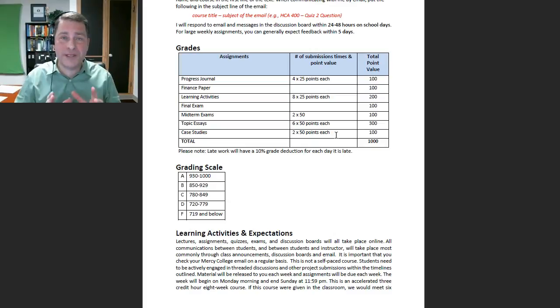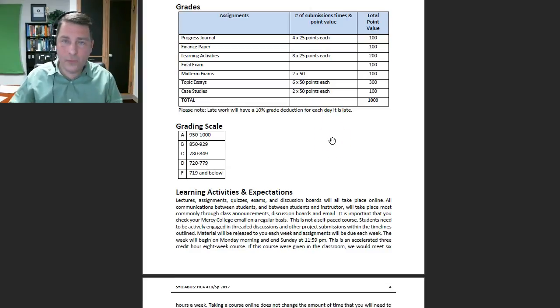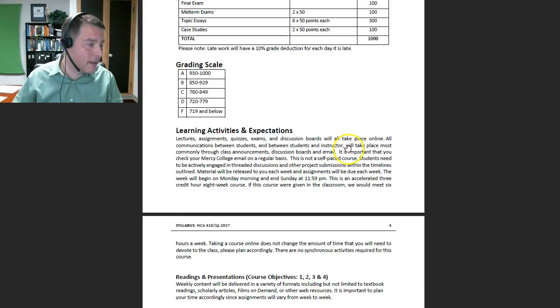Total points for the course is 1,000, so it's easy for you to calculate where you need to be point-wise at the end of the course, based on our grading scale. Remember that if you want an A, you have to be over 930 points.